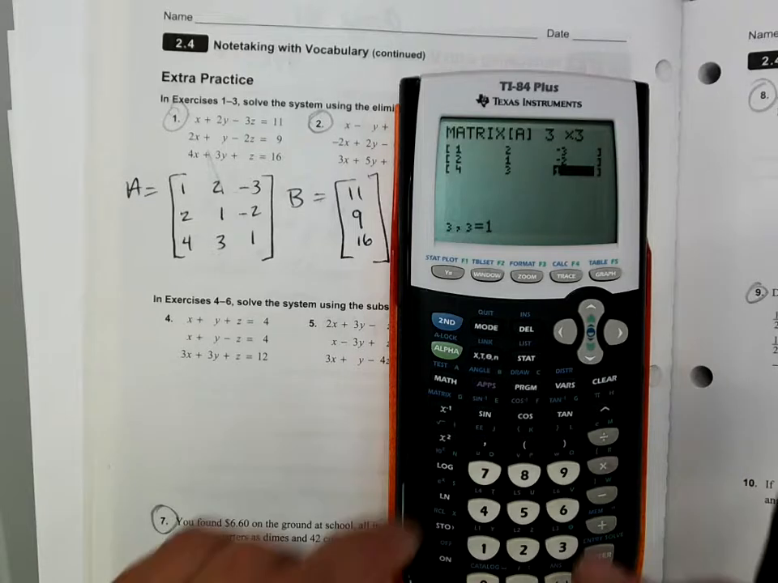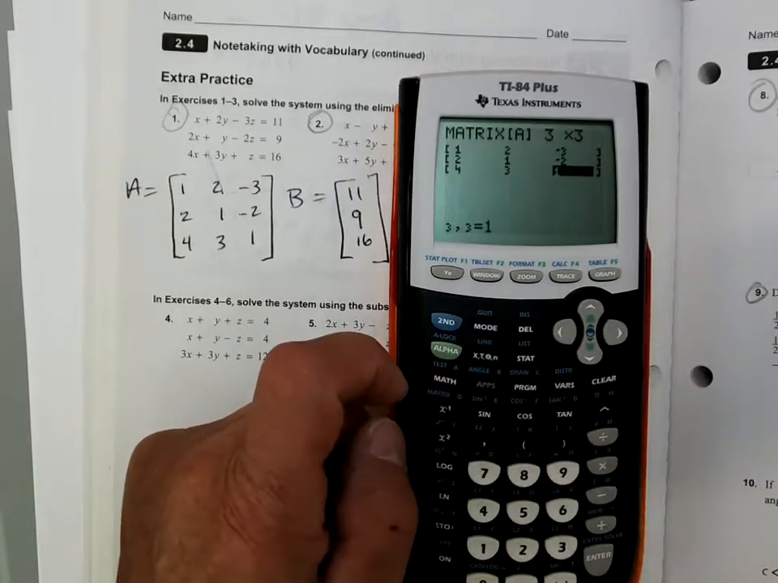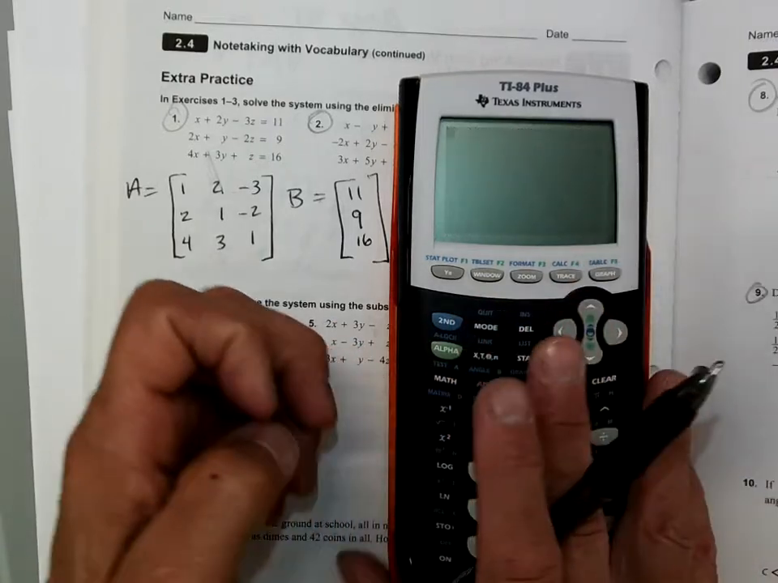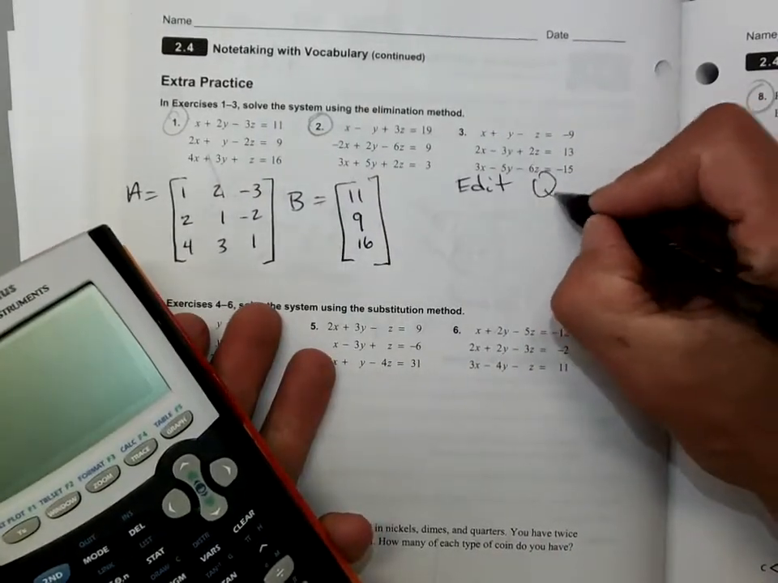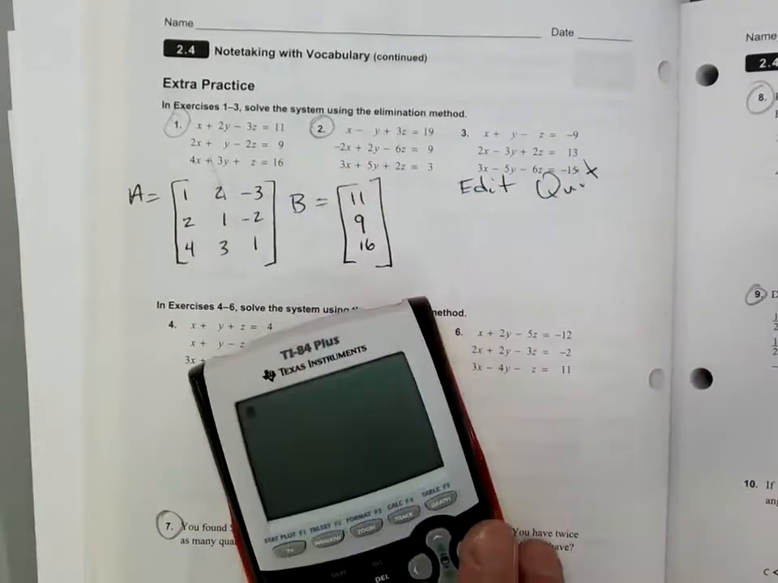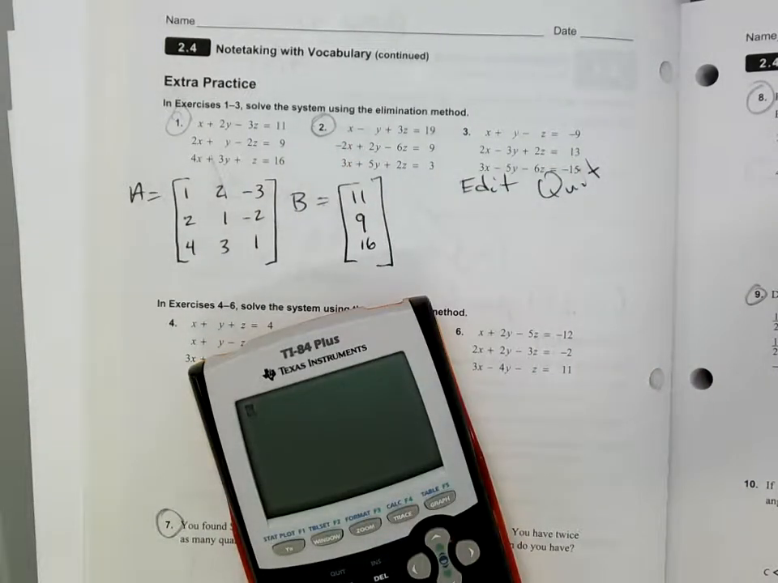-3, right? Oh, you press second. Okay, now I'm going to hit quit. Don't hit clear, but hit quit. Quit is in blue. Second, quit. And the reason I hit quit, not clear, is because if you hit clear, it clears out your numbers. You don't want that. You want quit. Now those numbers are in my calculator. It's remembering them. They're stored in there.